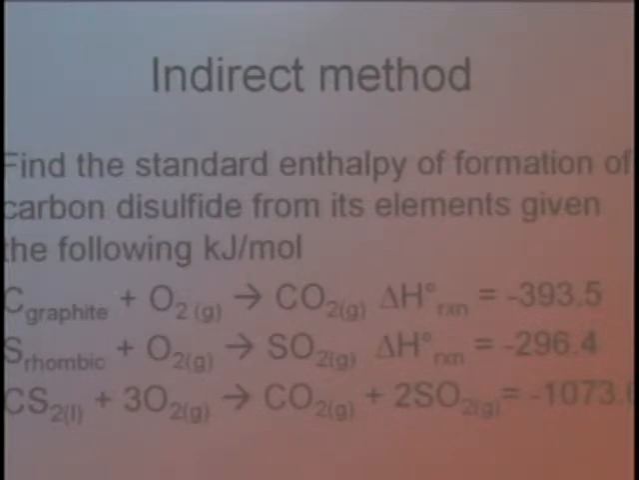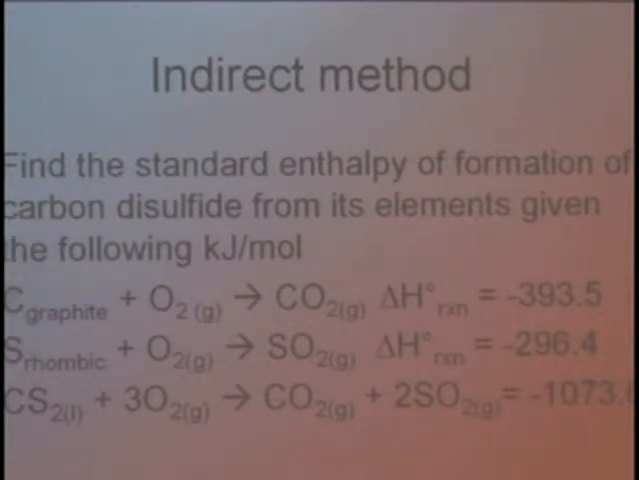So sometimes we know equations and their delta H values. Maybe we can't look up the carbon's delta H of its graphite or the S of its rhombic value. But what we can do is take a series of equations and add them together to make this work out.